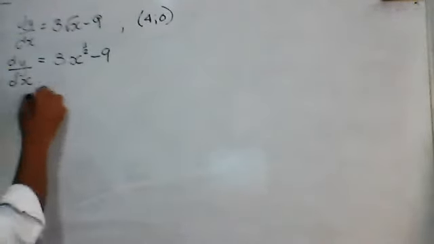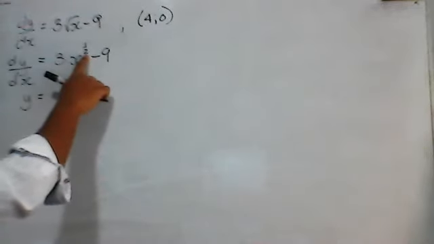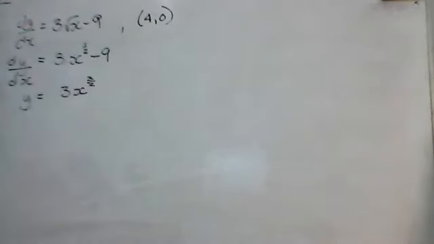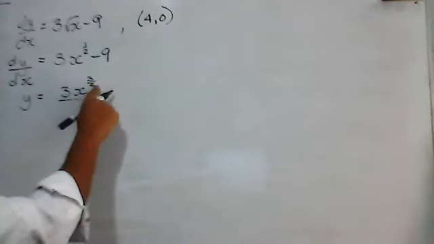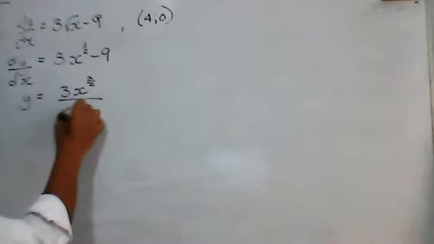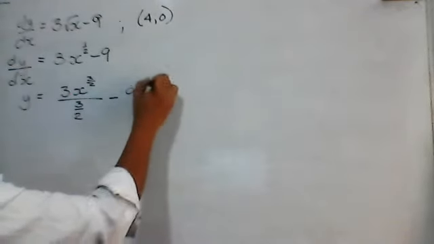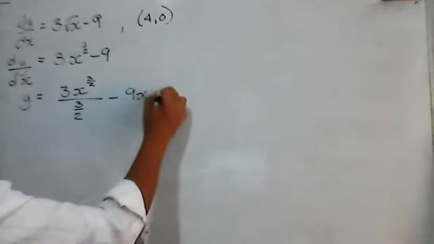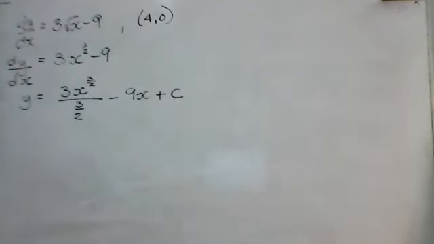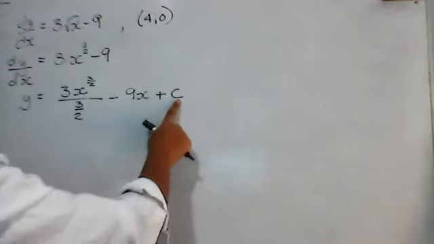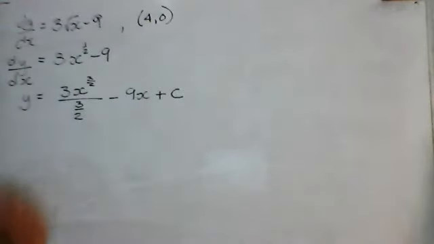So y is equal to 3x. Remember, when we integrate, we add 1 to the power. Half plus 1 is 3 over 2, divided by the new power, 3 over 2. Minus, now integrating negative 9 will give us 9x to the power 1 divided by 1. Plus there is that concept of a constant, c, that we don't know, which might have been differentiated, and we found the derivative to be 0, hence it's not there. So we put that c there.